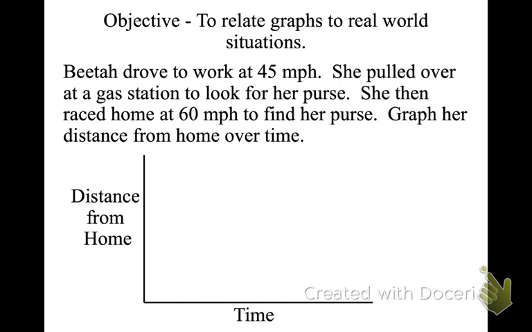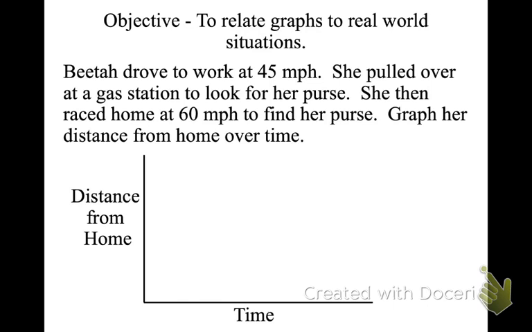I found it. All right, so if I were to graph this story: Beta drove to work at 45 miles per hour. She pulled over at a gas station to look for her purse. Then she raced home at 60 miles per hour to find her purse. Graph her distance from home over time.